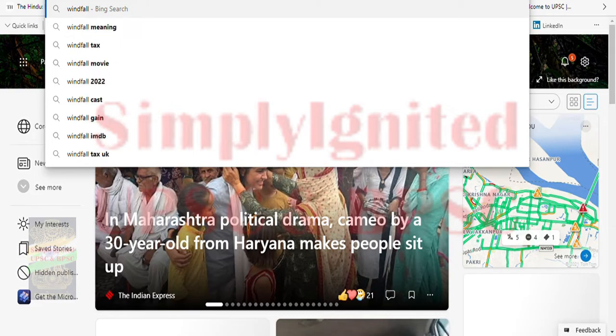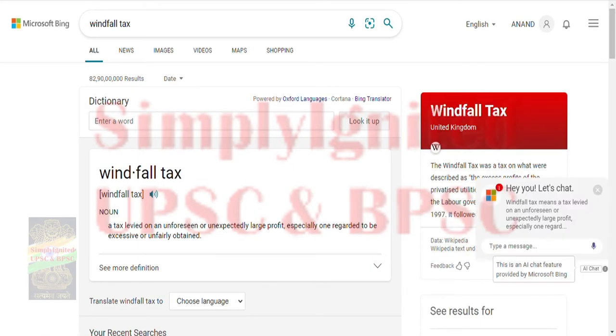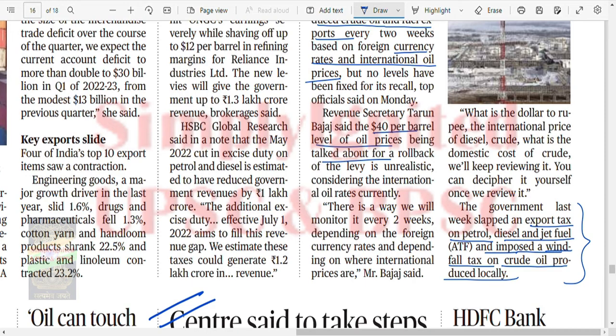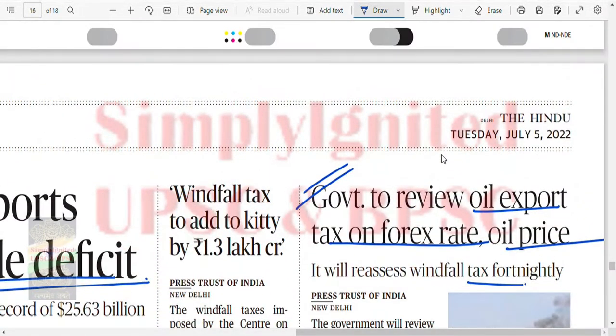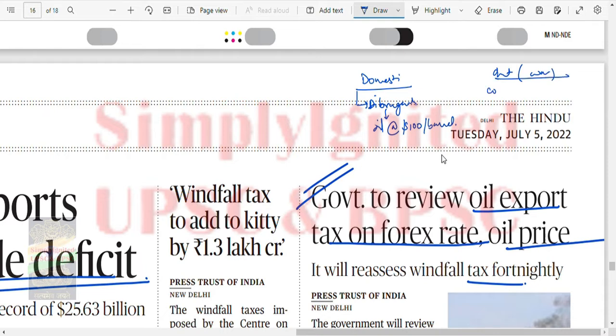Windfall tax: a tax levied on unforeseen, unexpectedly large profit, especially one regarded as excessive and unfairly obtained. Okay, I now remember what happened. Domestically, say from Dibrugarh, we produce oil at say $100 per barrel, and internationally, due to the war, the cost is say $200 per barrel. So they are selling it at $200 per barrel, which should not have been done. Nothing is given to the government because oil production is tax free in this case.